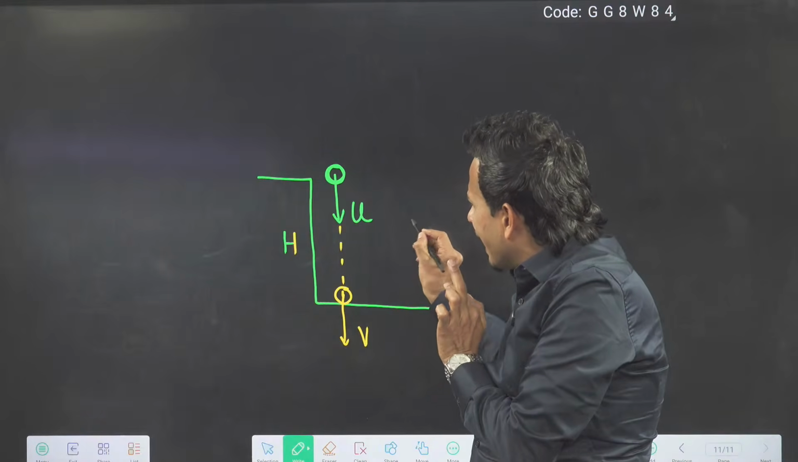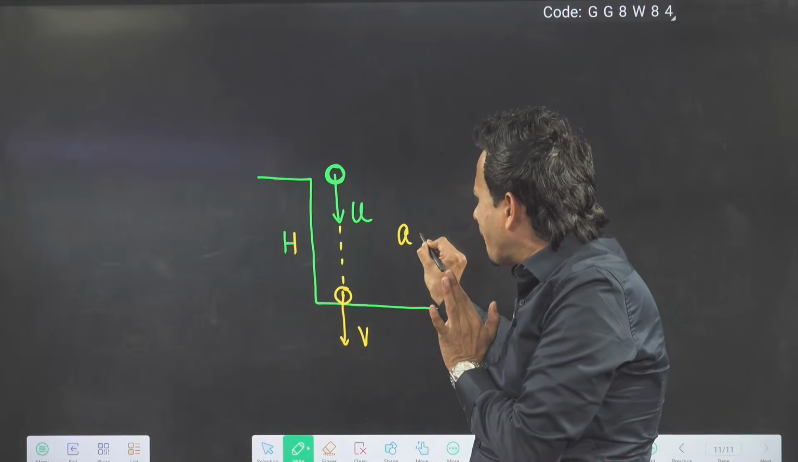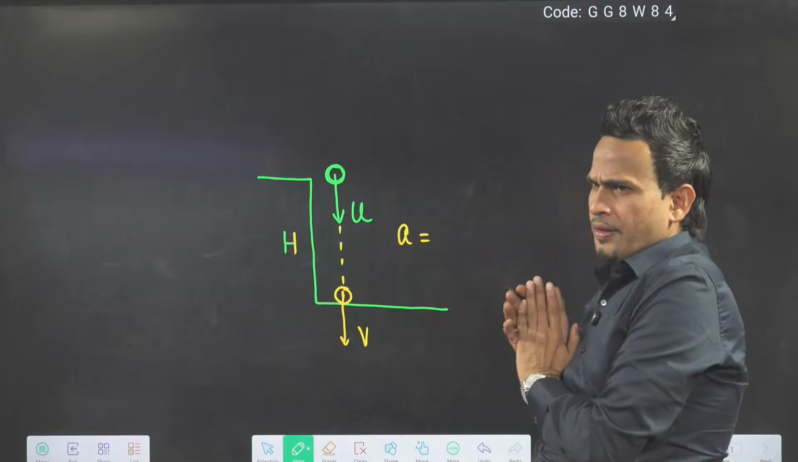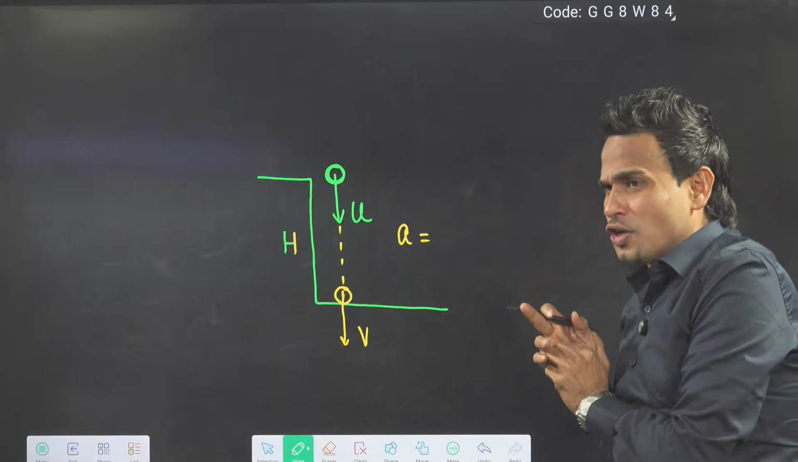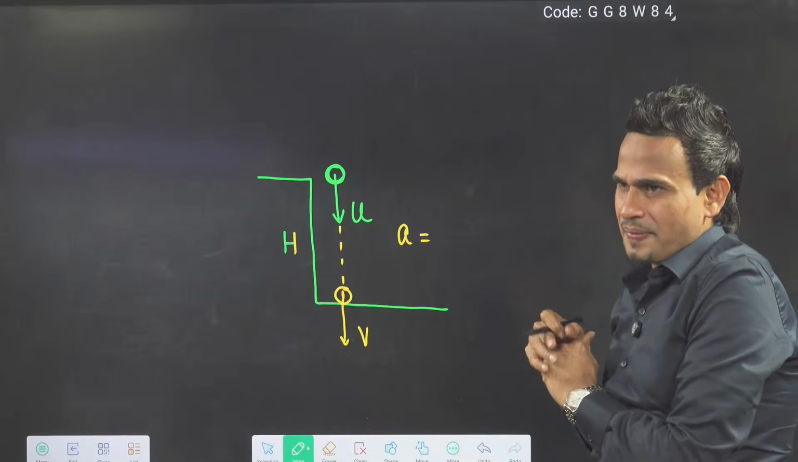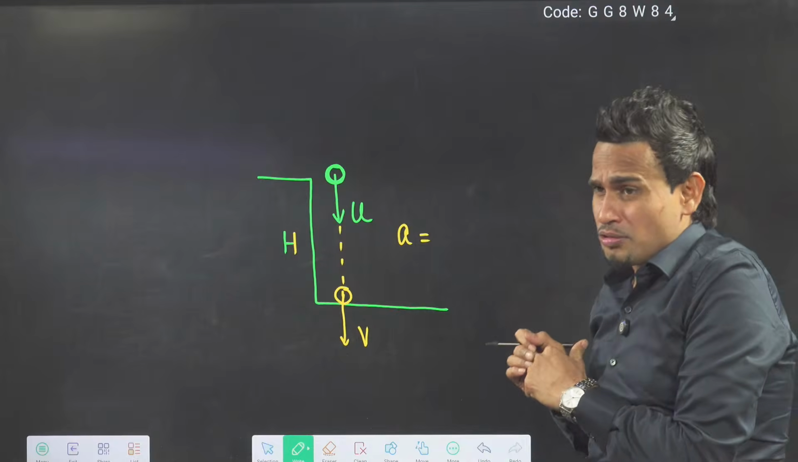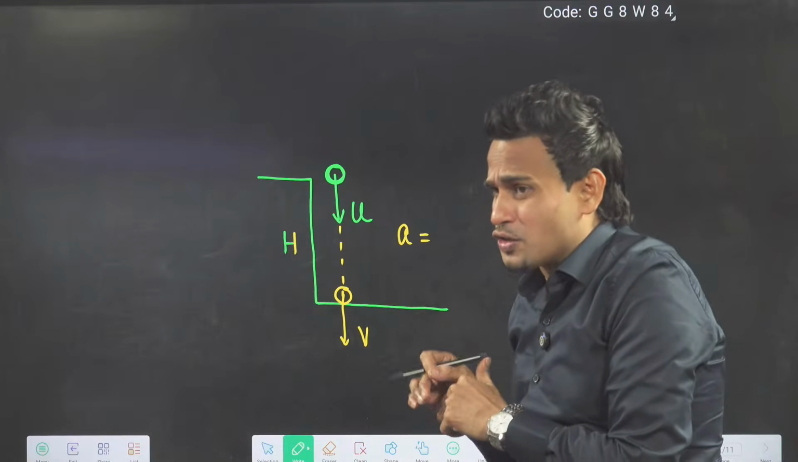Achha, can you tell me, here should I take acceleration due to gravity as plus g or minus g? Quickly tell me. Acceleration due to gravity, shall I take plus g or minus g?